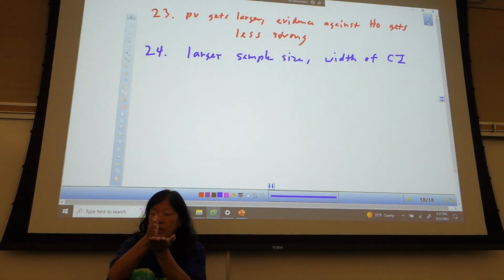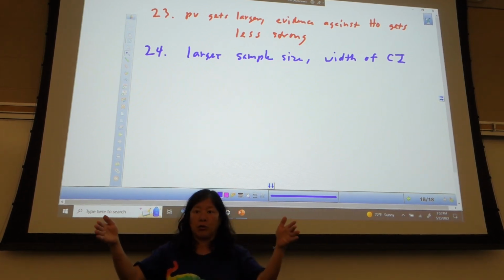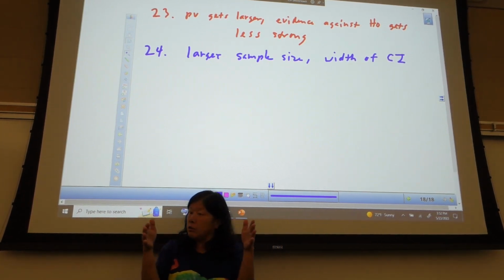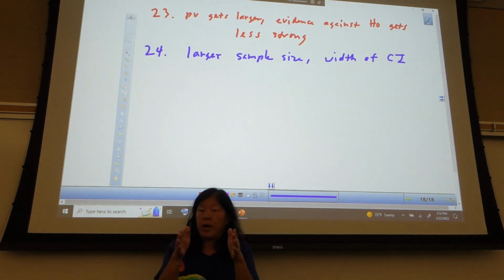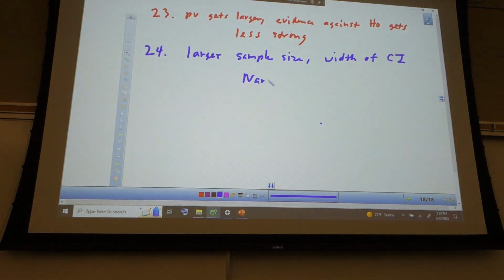So remember, my confidence interval is you take your middle spot and you add and subtract your error. The smaller the error, the narrower my confidence interval is. Narrower.